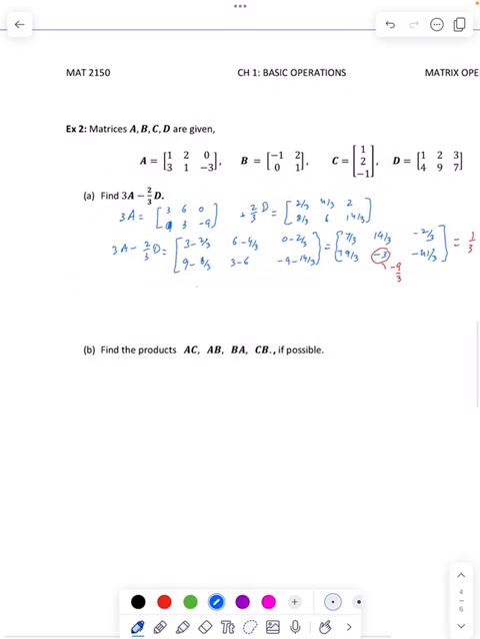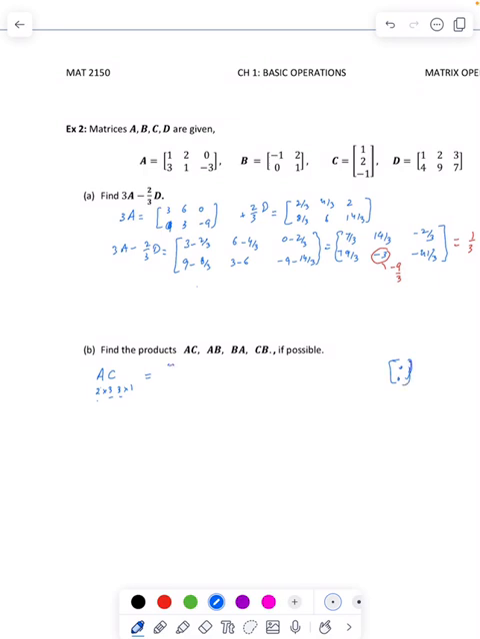Okay, so now we have to find the products. So A times C. First thing we have to note is, can we do it? Can we find A times C? So we look at the size of each matrix. A is of order 2 by 3 and C is of order 3 by 1. These two numbers are the same, so yes, we can multiply them, and the resulting matrix will be of order 2 by 1. It means this will be a vector of size 2 by 1: an entry here and an entry here.